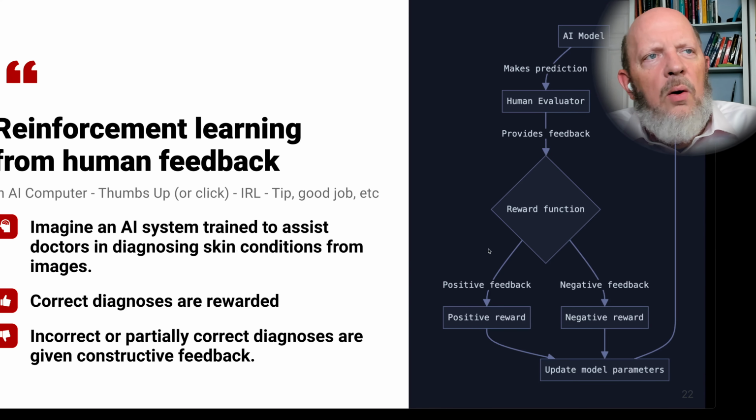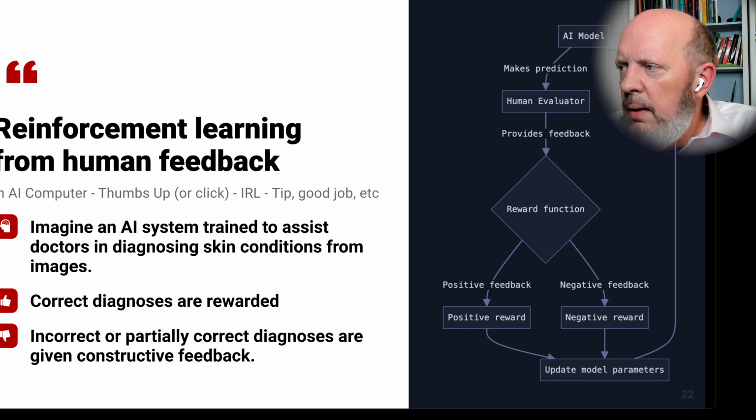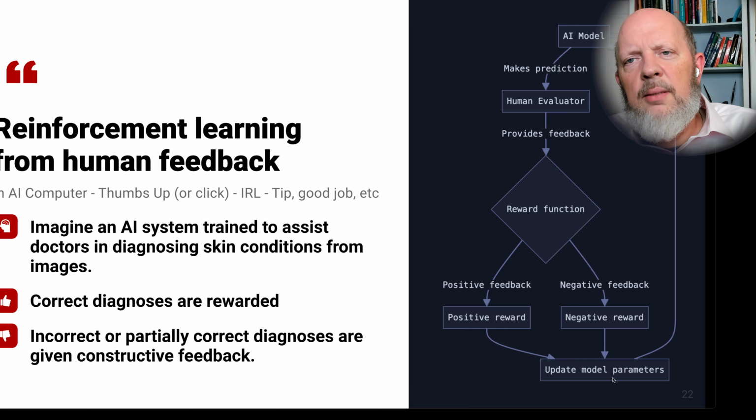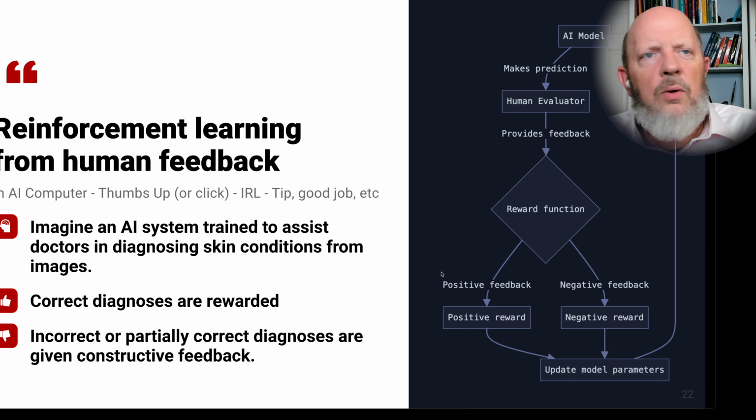Here's kind of the overview. So we have an AI model that makes a prediction. That would be, what response do you like better? How do I set up an NFS file server? I look at that and I say, hey, I like this one. I don't like this one. It updates the model parameters for the next person, and it starts over and over again.